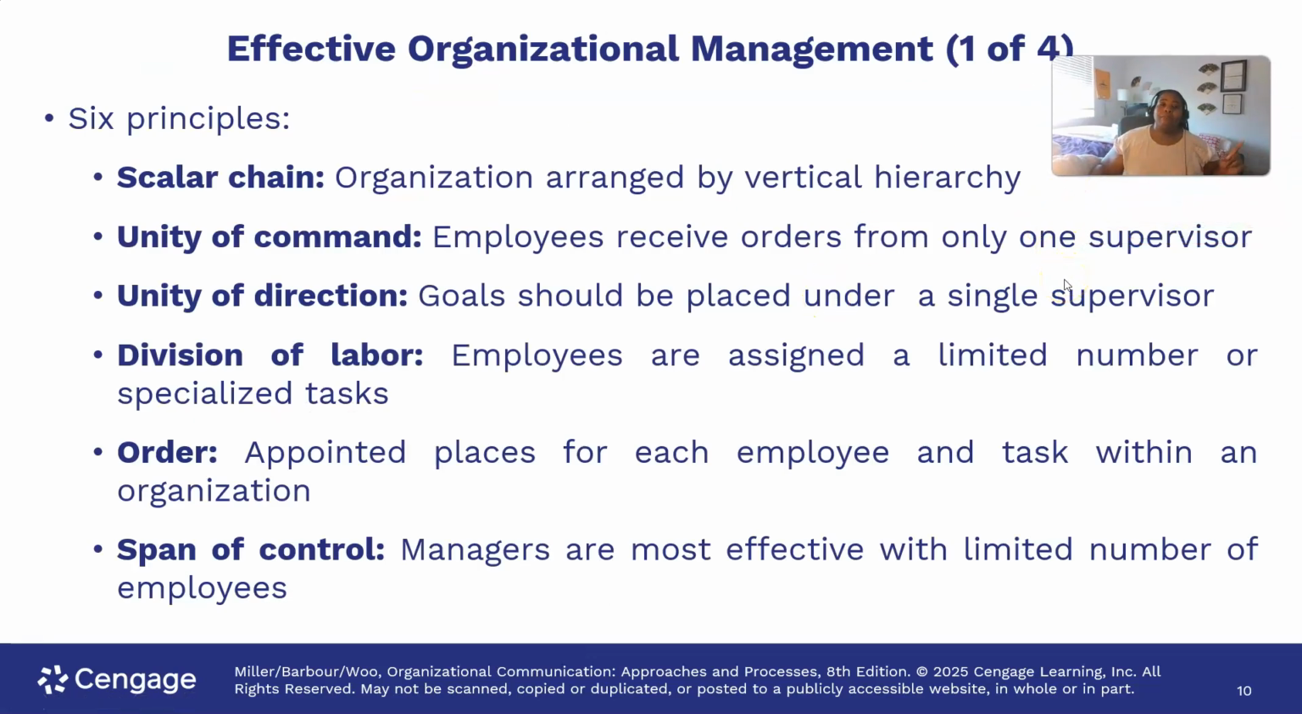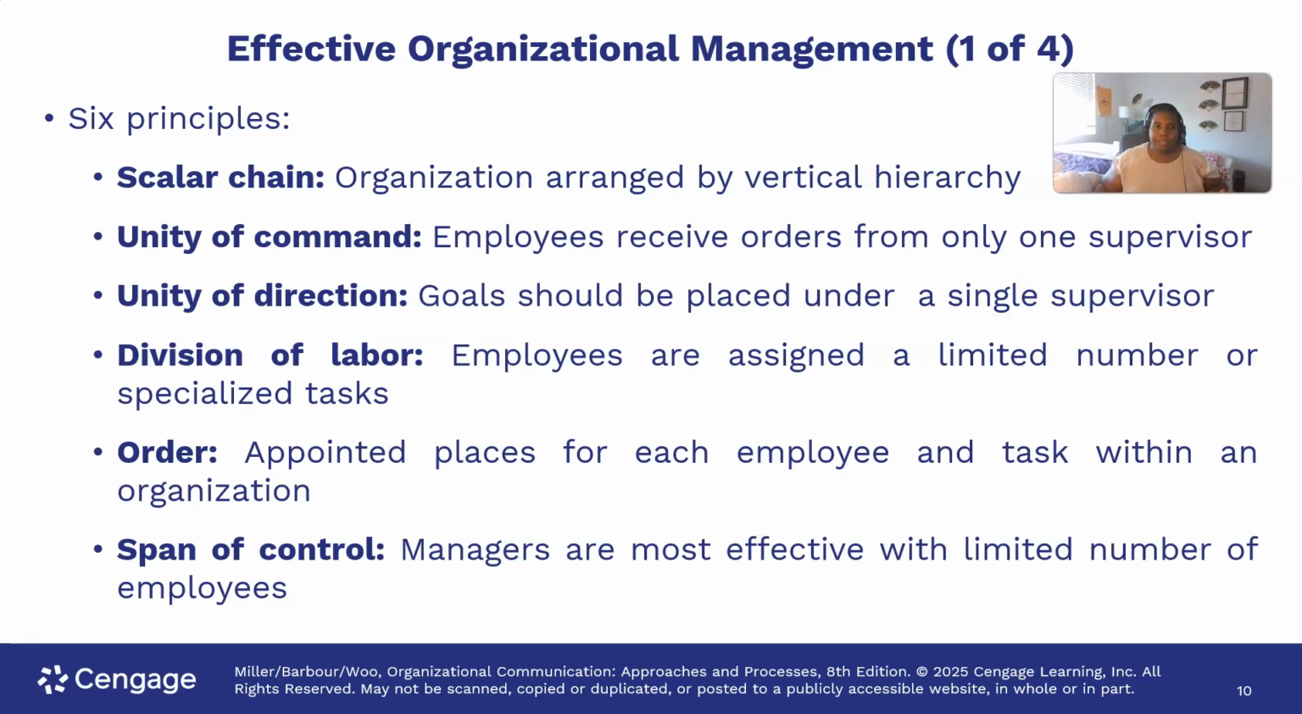Then we have unity of command. So employees receive orders from only one supervisor. You might have heard the term too many chefs in the kitchen, right? So having one chef is cool, but then you want to make sure that goals and instructions are clearly being communicated. Because remember, the ultimate goal is efficiency. So that's why unity of command is so important to this theory.